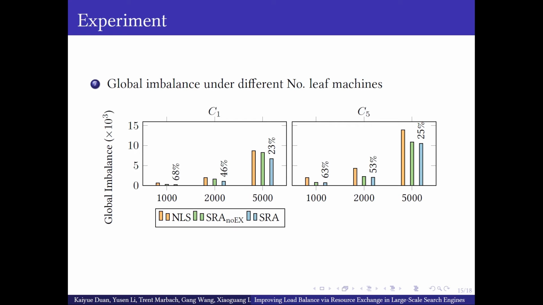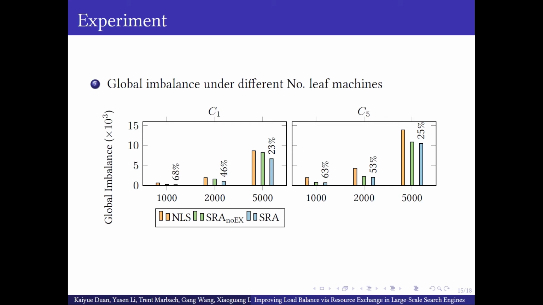We observe that the global imbalance produced by each algorithm grows as the size of the problem increases. This is reasonable because reassigning shards in a large problem scale is more challenging, as we have illustrated earlier. For all problem scales, the SRA outperforms both SRA NoEX and NLS significantly, which indicates that SRA is still effective for large problem scales.